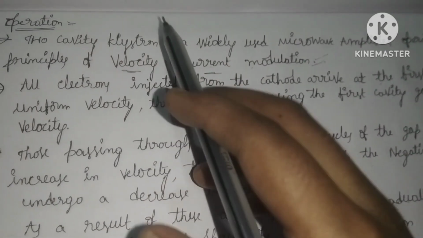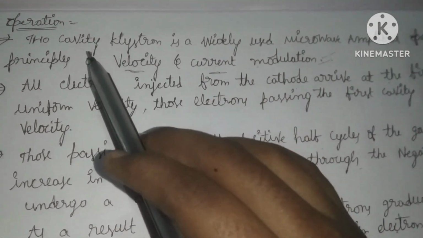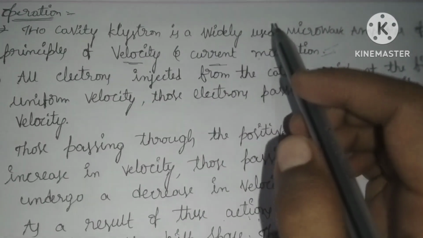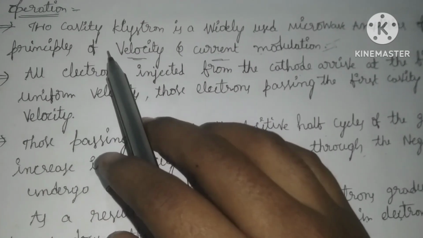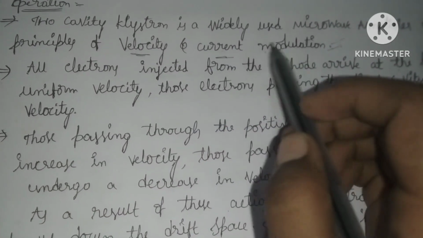Coming to the operation of the two cavity klystron amplifier, it is a widely used microwave amplifier, and it operates on the principles of velocity and current modulation.